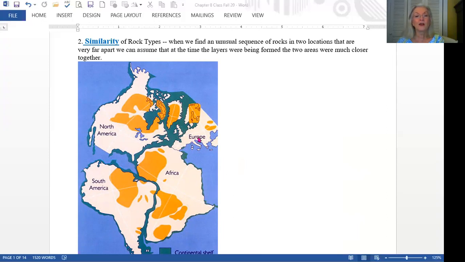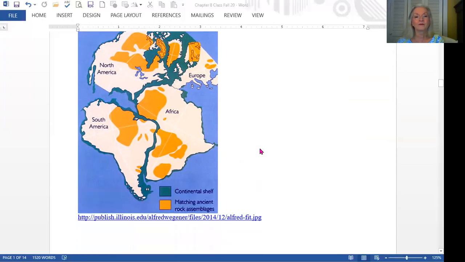Here, if you look at North America and Europe, and this is Greenland, Africa, and South America, geologists have matched up rock types in these different locations that lead us to believe that instead of their current locations, at one time these rocks were probably closer to this configuration. And it's all because we've been able to find fairly unique rock types in very different areas. And it can only be explained if the land masses actually shifted.